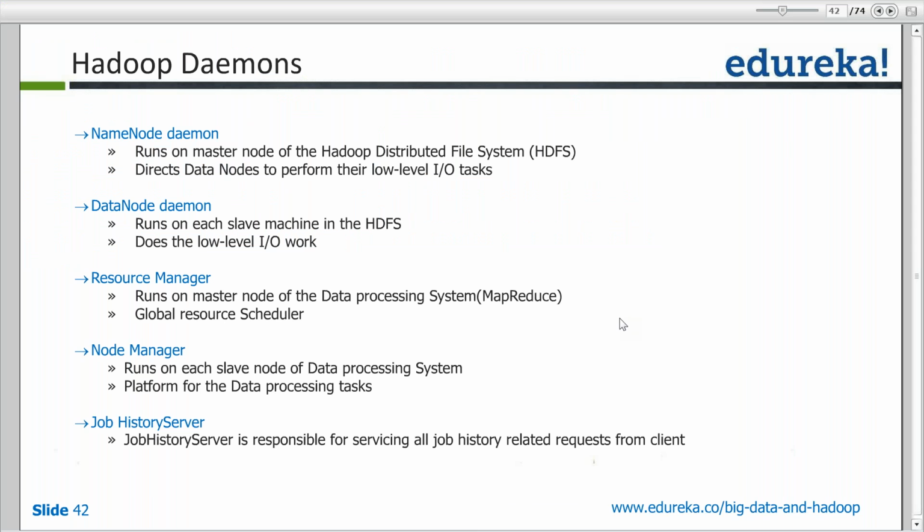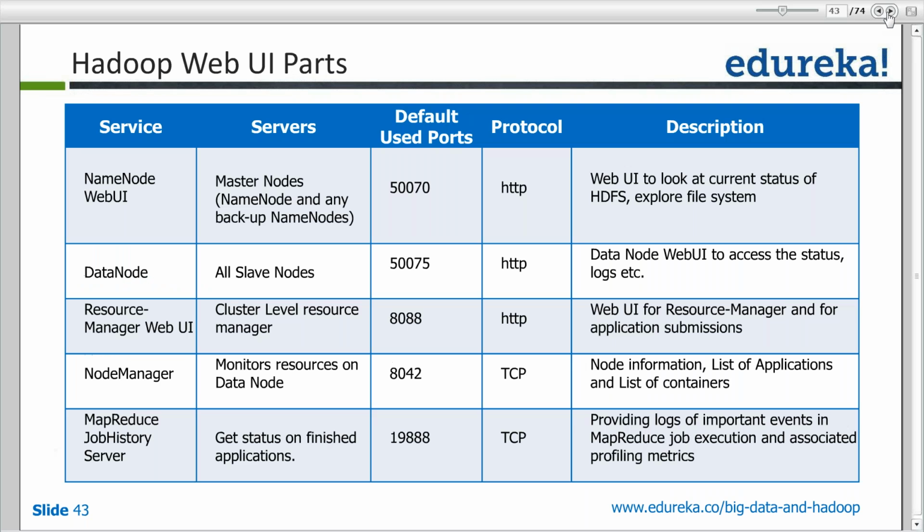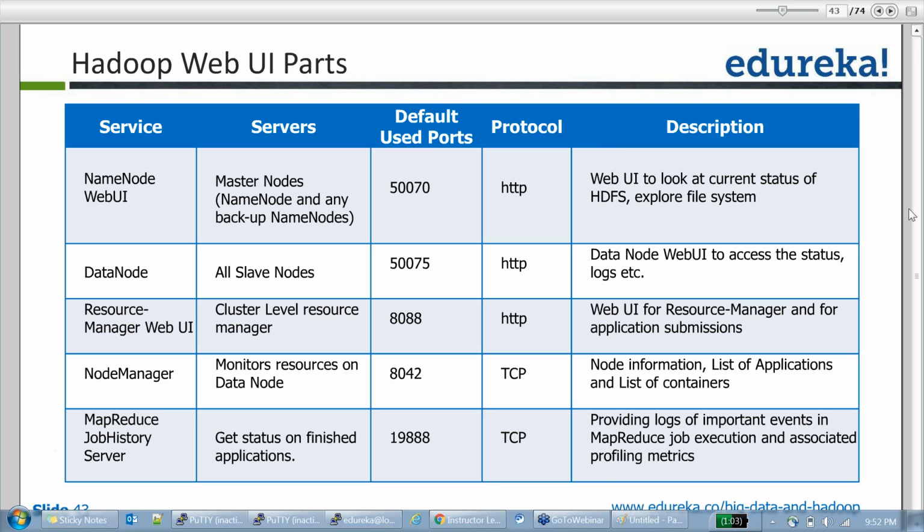So they introduced job history server for serving all job history related requests from clients. All right. Now all of these Hadoop parts which we have seen, name node, data node, all of these, come with a UI. It comes with a user interface. Now it is not a very enhanced user interface.